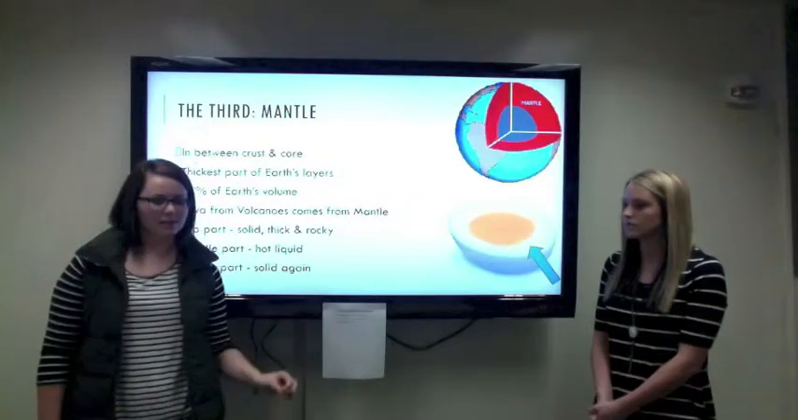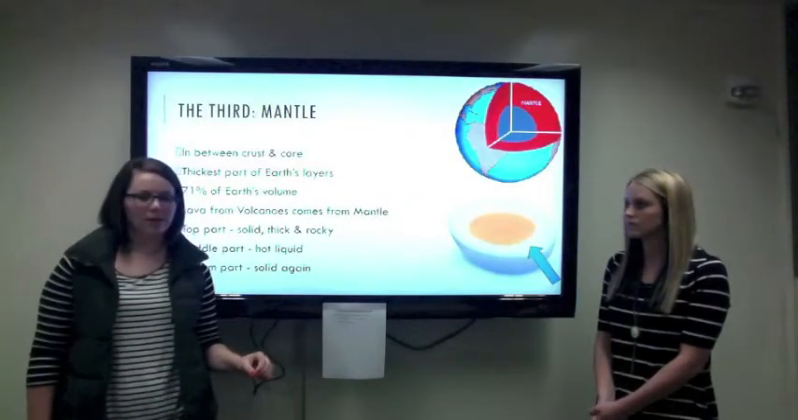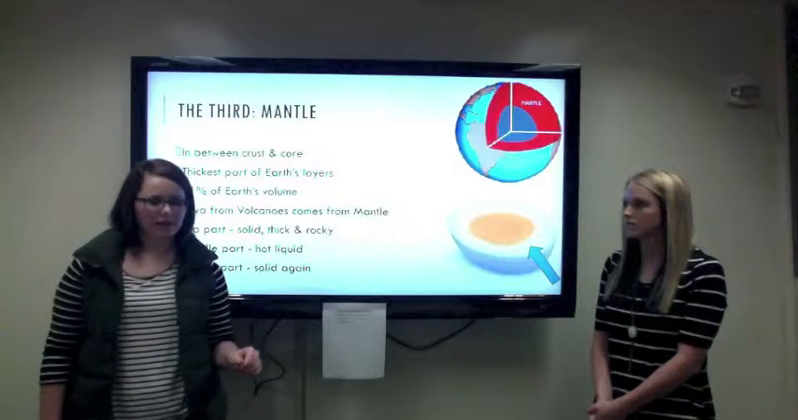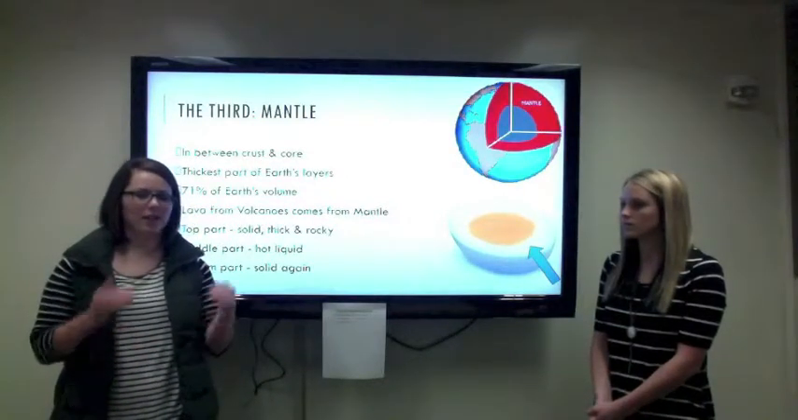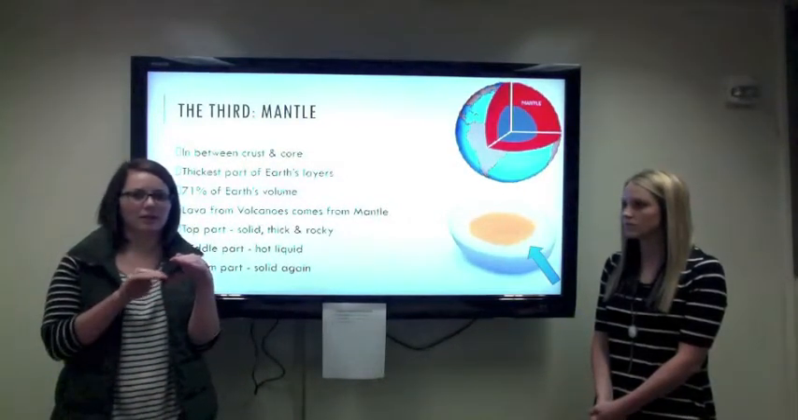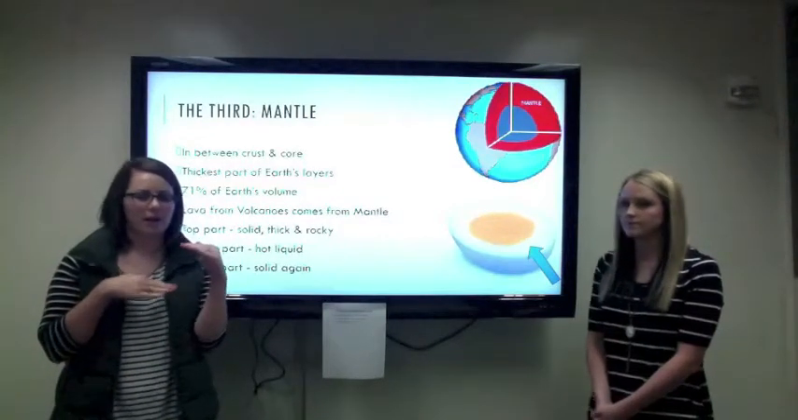The top part is solid, thick, and rocky, whereas the middle part is the really hot liquid, and then the bottom part is solid again. So it's kind of like a sandwich where the middle part is going to be liquid and hot, and the outer parts are going to be solids.